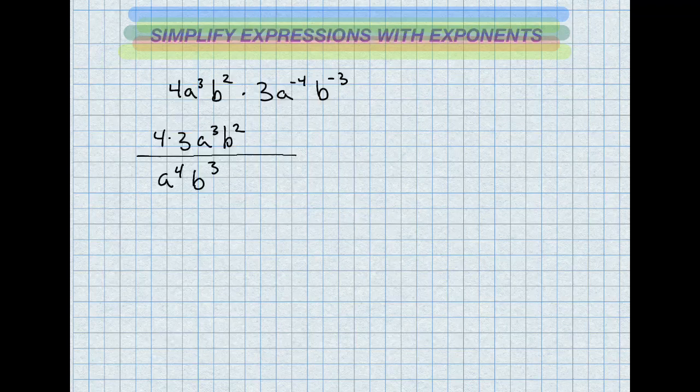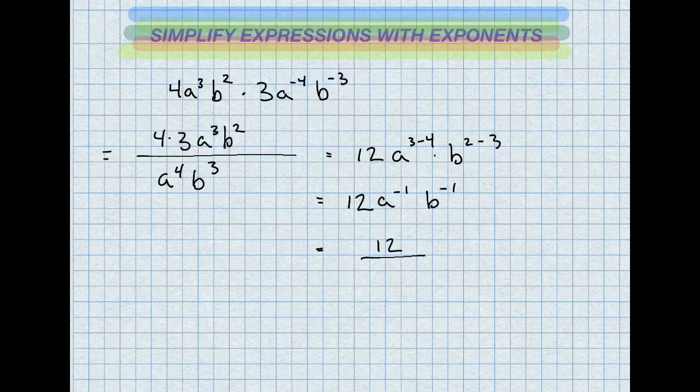Okay, we could do something like that. So we're going to say that equals 12 times a to the 3 minus 4 times b to the 2 minus 3. So that's going to be 12a to the negative 1, b to the negative 1, which equals 12 over ab. Okay, 12 over ab. There's our answer, 12 over ab.